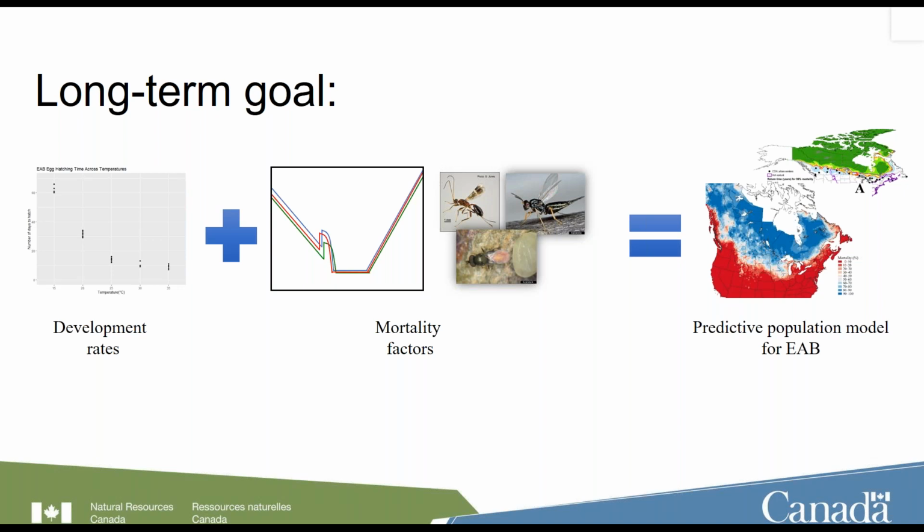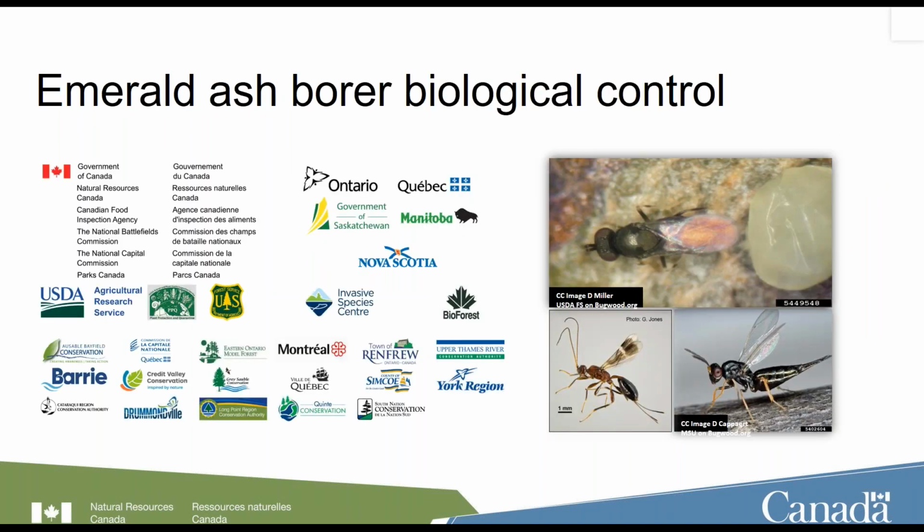So developing those tools for managers, and certainly one of the biggest things that we're involved in right now when it comes to emerald ash borer is our biological control program. Just showing here on the screen the 3 parasitoids that we've been releasing in Canada since 2012. This is Oobius agrili and Spathius galinae and Tetrastichus planipennisi.